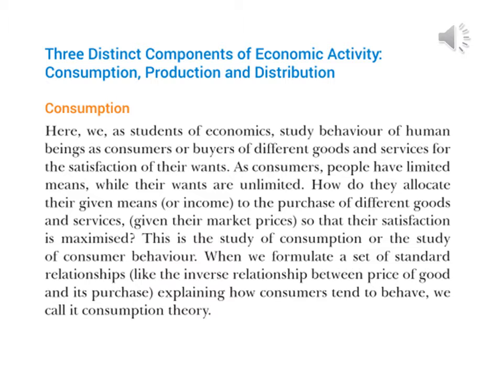Here we, as students of economics, study the behavior of human beings as a consumer or buyer of different goods and services for the satisfaction of their wants. So now we'll learn consumer behavior, human behavior as a consumer or a buyer to satisfy our desires and wants, while their wants are unlimited. So here it is telling that our means are always scarce. How do we allocate their given means or income to purchase different goods and services, given their market prices, so that their satisfaction is maximized?